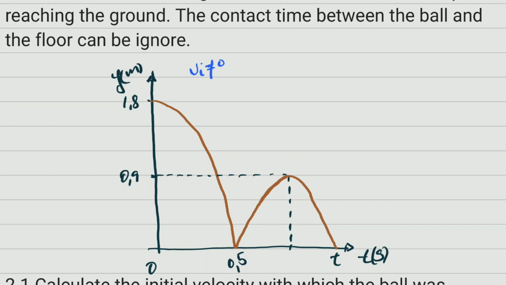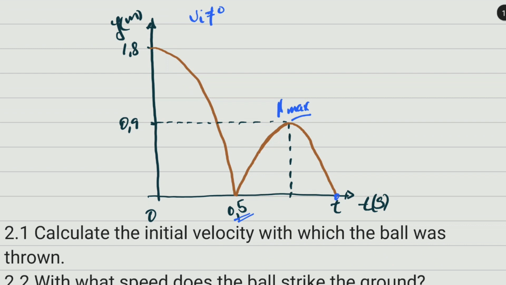And then here is the time the ball takes to reach the ground, which is 0.5. It bounces back all the way. This is the maximum height of the first bounce, and then it goes all the way to the ground again in time t. So this is more or less the graph, and this is what we are going to be working with. Thus, I calculate the initial velocity with which the ball was thrown.